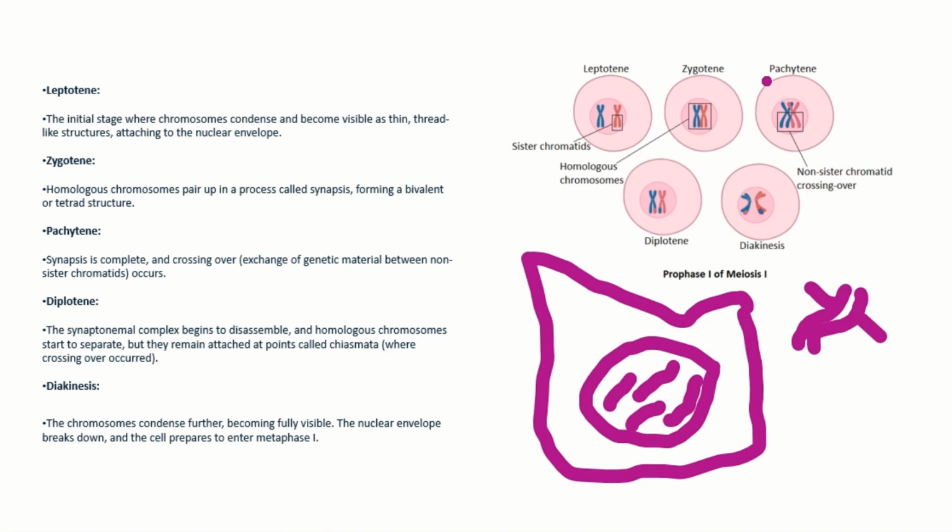So what is pachytene? See, this is a homologous chromosome, isn't it? The homologous chromosomes have the chromatids. So these are sister chromatids, and what you are calling non-sister chromatid means one chromatid from this chromosome and another chromatid from this chromosome, where crossing over occurs. How can we see this crossing over?